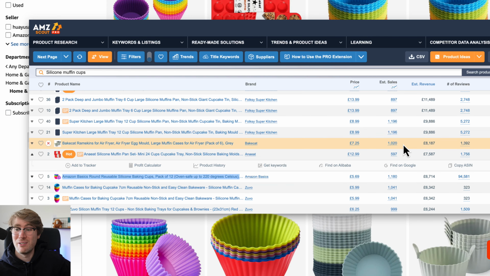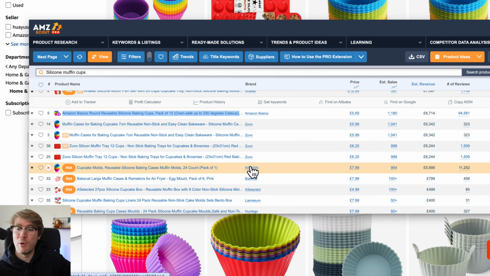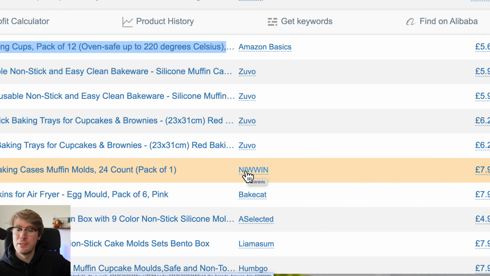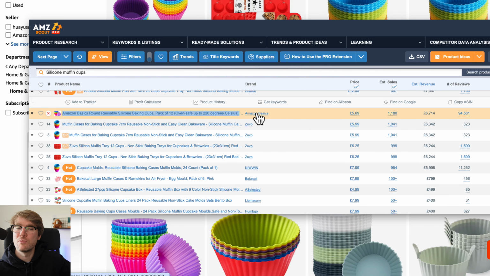Like the rest of these brands here are just private label brands, probably from China. They haven't even bothered to come up with a proper brand name. So I'm not really worried too much about them, but Amazon themselves, a lot of customers will buy from them. I mean, you can see they've got 94,000 reviews. So what this means is you're going to have to do quite a lot to differentiate yourself and make something better. That's going to be the challenge in this niche.